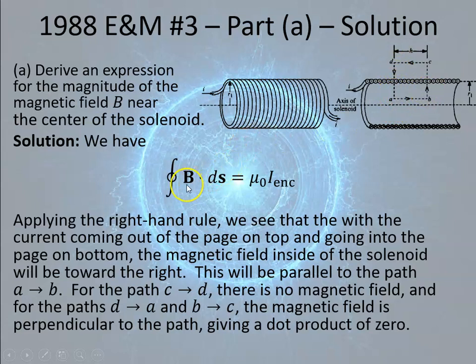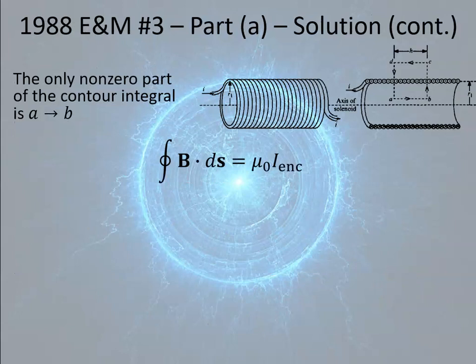But look at that B vector dot ds vector. The magnetic field's pointing toward the right, but B to C and D to A are pointing up or down. That's perpendicular, so the dot product of two perpendicular vectors is 0. So we recognize that those parts give 0 contribution. So the only non-zero part of the contour integral is going from A to B.